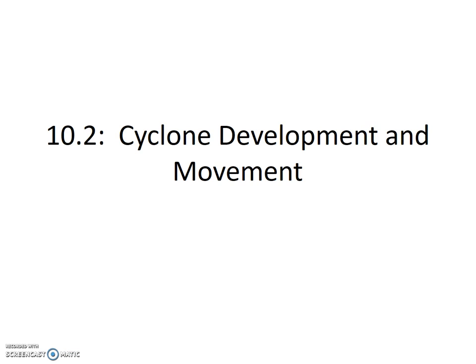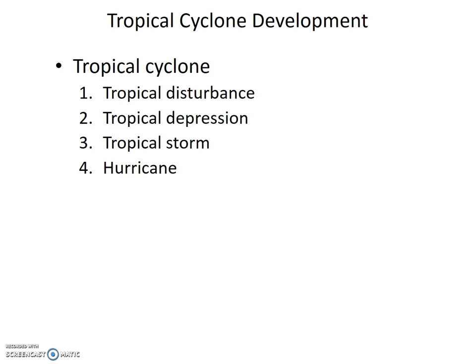(10.2) Cyclone development and movement. We'll cover tropical cyclones first. The tropical cyclones usually begin as a tropical disturbance, forming into a tropical depression, as in depressed or low pressure, not emotionally sad, then developing into a tropical storm, and then intensifying into a hurricane.